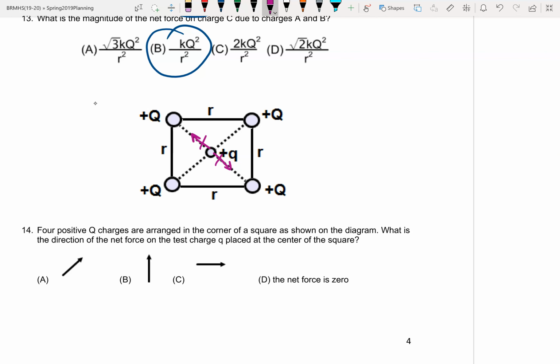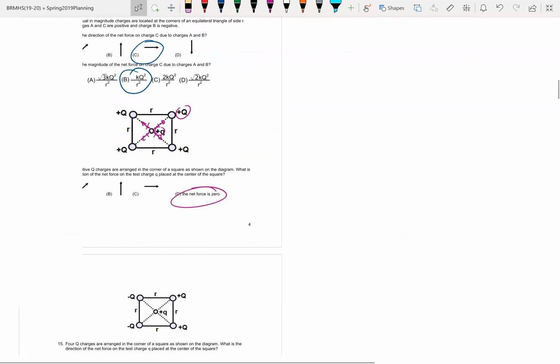This is going to be between positive Q and positive Q, a repulsion this way. And then we're also going to have a repulsion this way from the other corner. They're all going to balance out. So the net force is going to be 0.